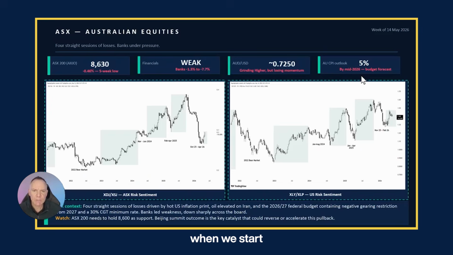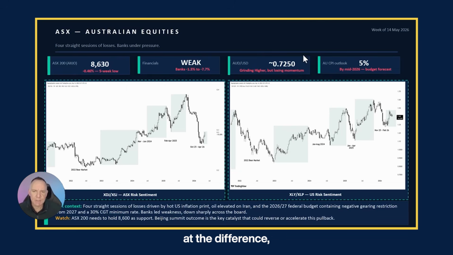and then potentially having another leg up. When we start to look a little bit closer to home in the Australian markets, we are seeing a very different market. The ASX is down 0.5% this week. We're at 5-week lows. Financials are absolutely being torn apart. They're not looking good. Banks are between 1.3 and 7.7% down for the week. Our Australian dollar against the US dollar is grinding higher, but starting to lose momentum. And when we look at our CPI from a budget forecast, they're expecting us to hit 5% by the middle of this year, by June, July this year.